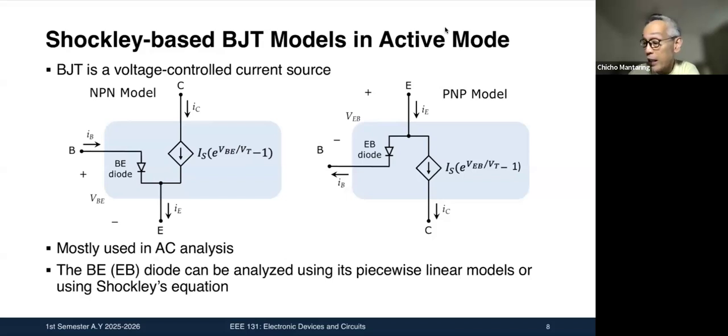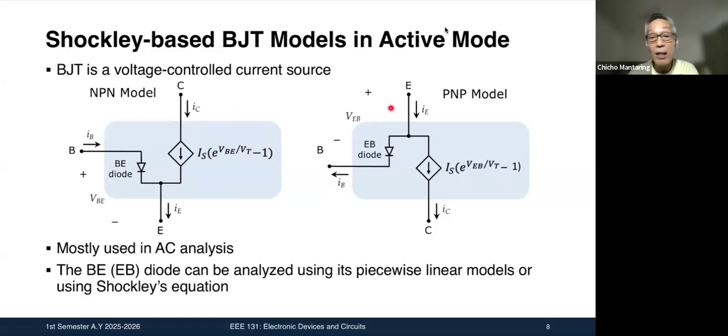Unfortunately, this current source is no longer a linear current source, because this is no longer a linear function of the variables in your transistor. For example, this is no longer a linear function of VBE, unlike our simplified model, which is a linear function of I sub B. So this is the NPN model.